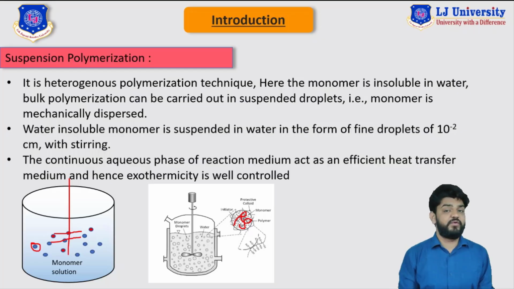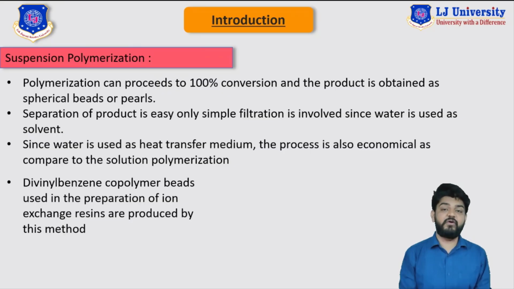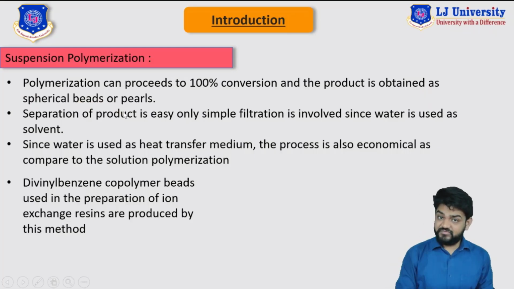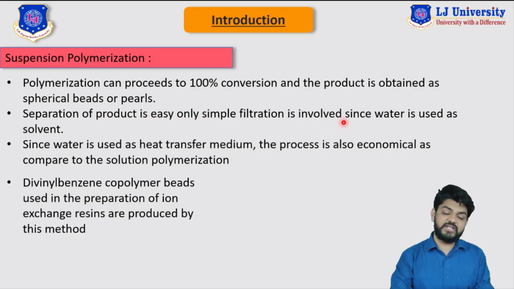Not only that, with this suspension polymerization, we can also achieve 100% conversion of our monomers. You can see here, polymerization can proceed to 100% conversion and the product is obtained as spherical beads or pearls. So the main advantage of the suspension polymerization is that we are going to get our product in the form of beads or granules. Separation of the product is easy and only simple filtration is involved since water is used as the solvent.